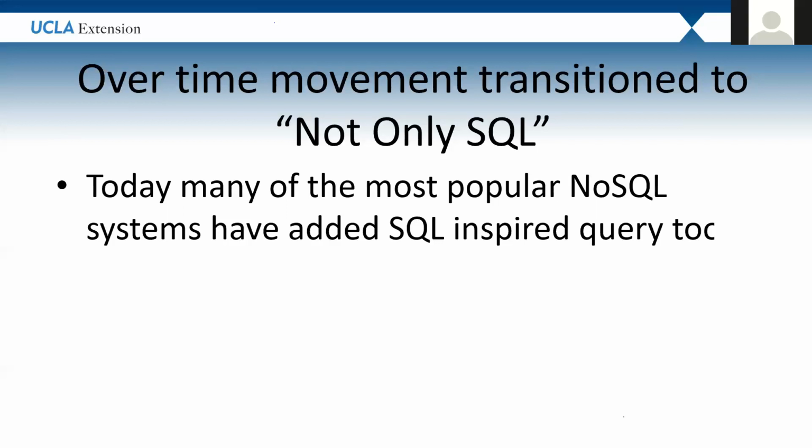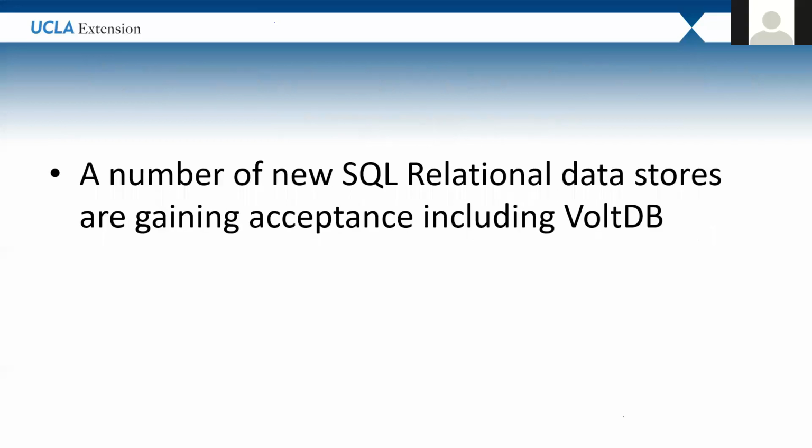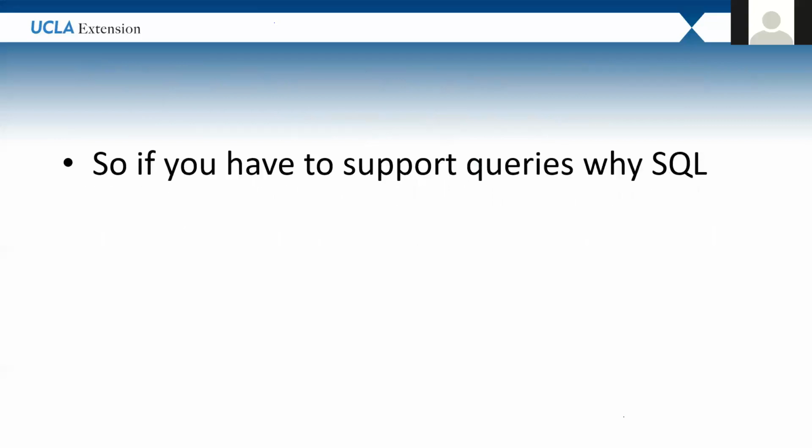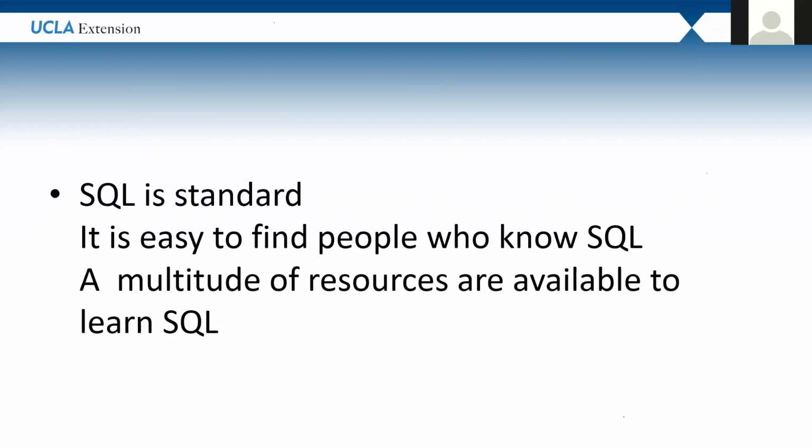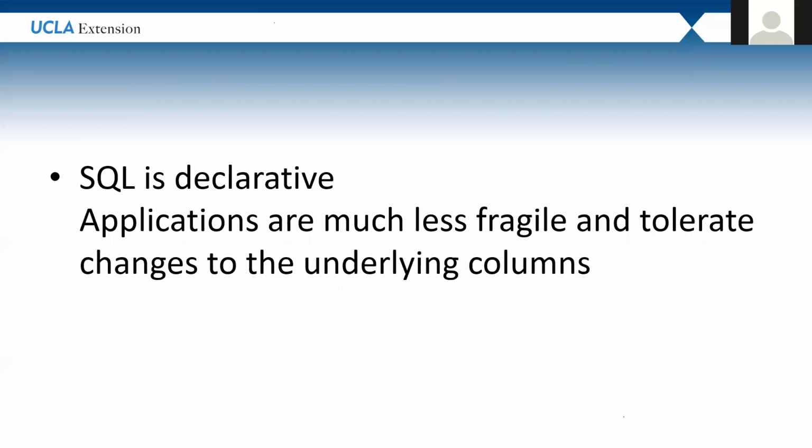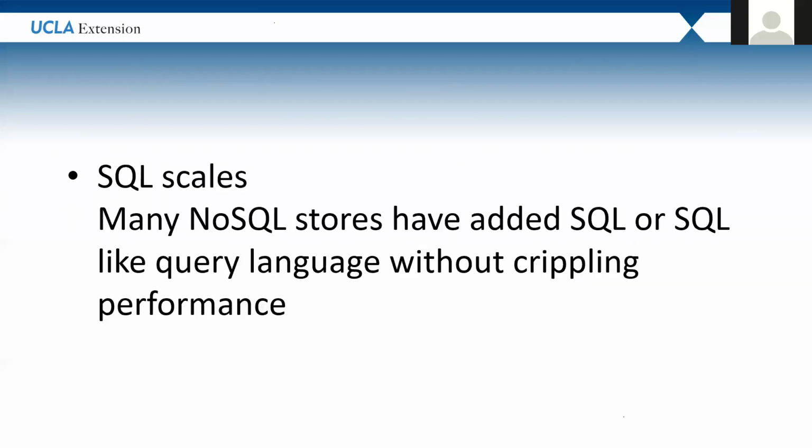So instead of no SQL, NoSQL now stands for not only SQL. A number of new SQL relational data stores are gaining acceptance, including VoltDB. So you have to support queries with SQL. SQL is standard. Why is SQL so good? It's easy to find people who already know SQL. There's a lot of resources available to learn SQL. SQL is declarative. Applications are much less fragile, and they tolerate changes to the underlying columns. SQL scales. Many NoSQL stores have added SQL or SQL-like query language without crippling performance.